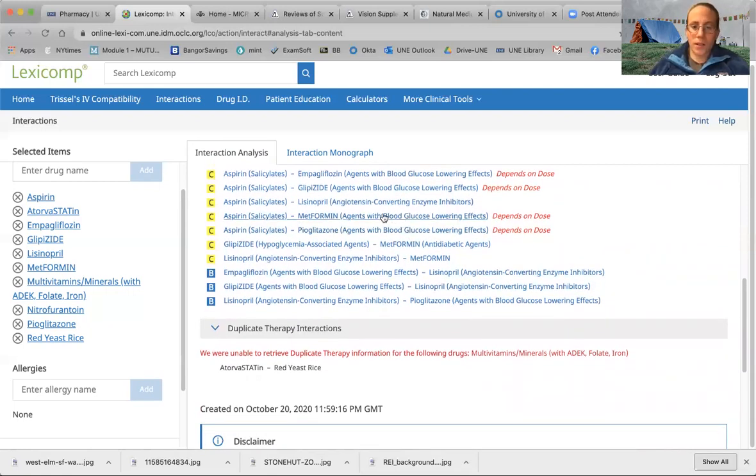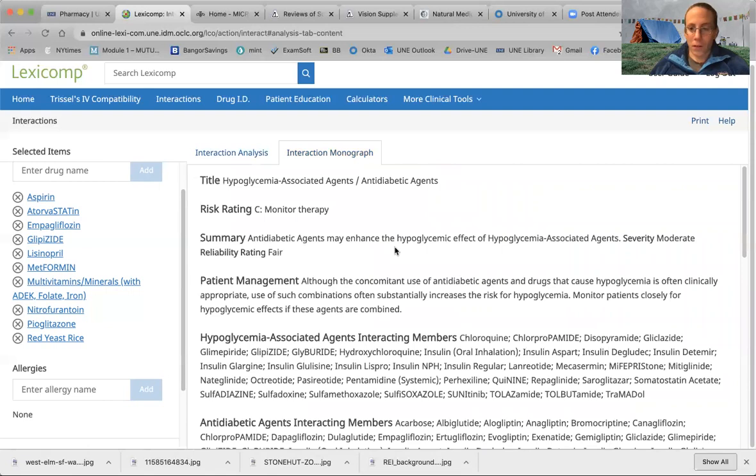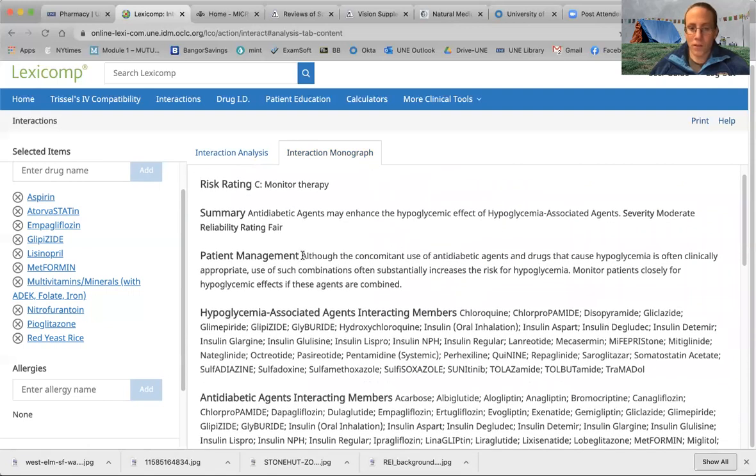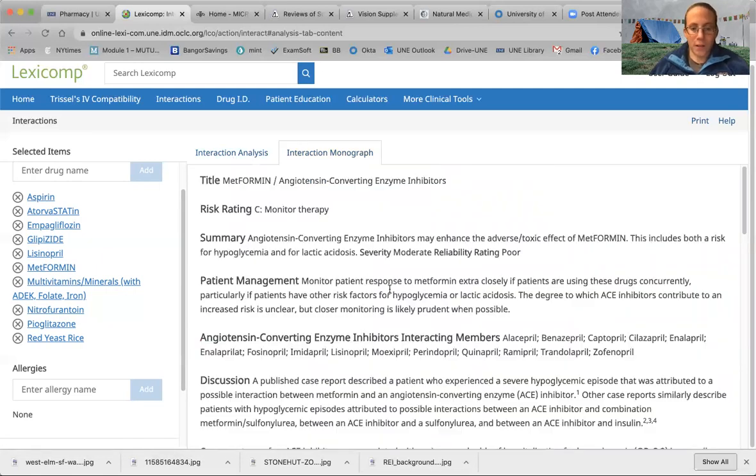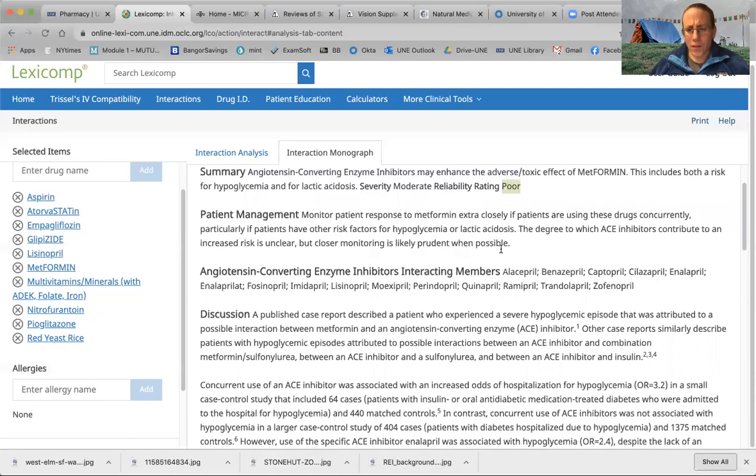Okay, so the rest of these are all the aspirin dose effects. Here's our glipizide and metformin, and it's probably hypoglycemia risk. Yes, of course, anytime you're on 2 diabetes medications, you're going to have a hypoglycemia risk. Fine by me. Lisinopril and metformin. ACE enzymes may enhance the toxic effects of metformin, risk of hypoglycemia and lactic acidosis. Moderate, and then reliability is poor. Okay, so poor. So it's not consistent.